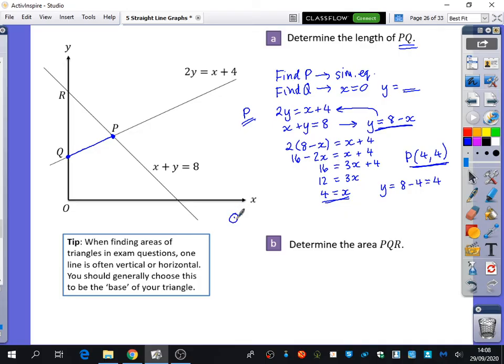But the work to find out what Q is going to be a lot quicker, because we said to find out what Q is, we make x equal to 0. You just need to make sure you're using the right equation. Which is the equation that it's going to be using? 2y equals x plus 4. And we know that x is 0. So 2y is 4, which means that y is 2. So Q is 0, 2. I'm going to add this to my diagram. So this is 0, 2, and P is 4, 4.